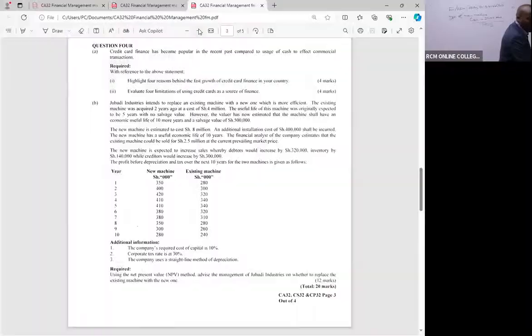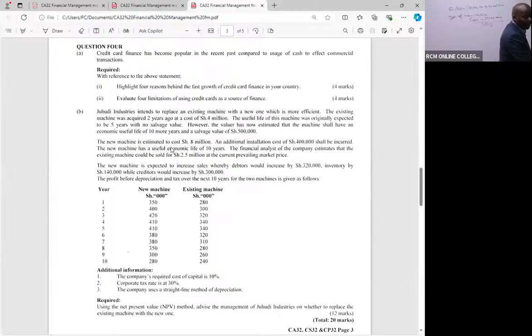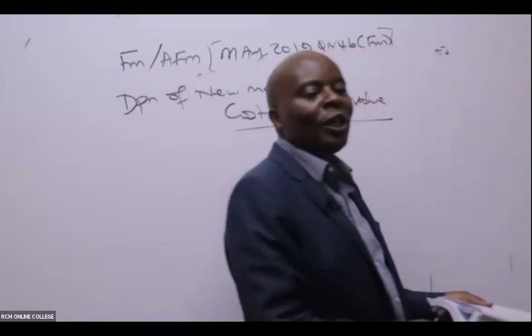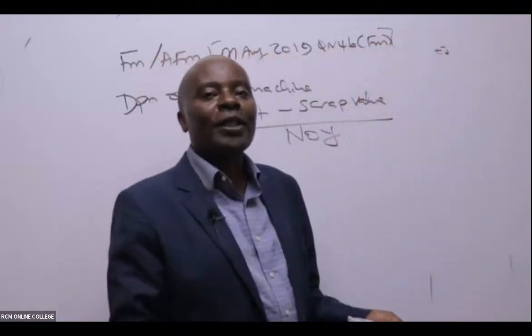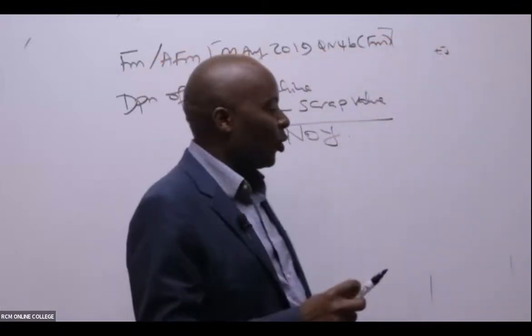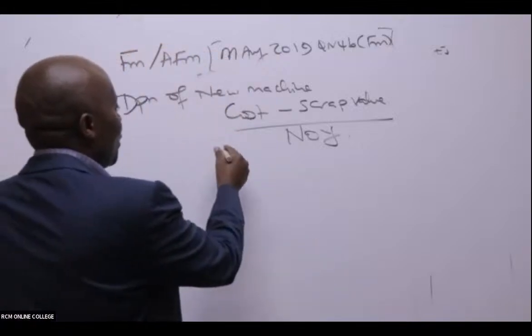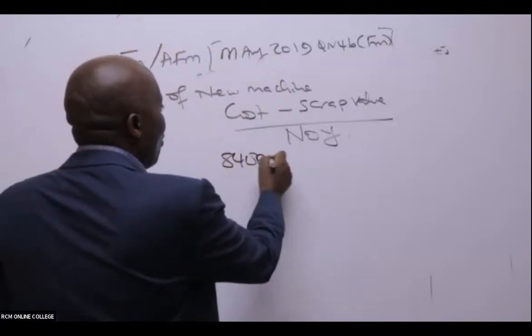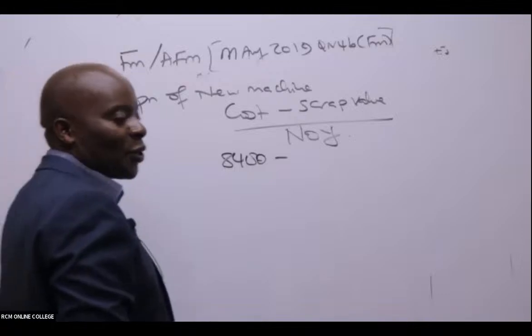come and share here. So you can see the new machine is estimated to cost 8 million, but there is an additional installation cost of 400. So in this case here, the cost of the new machine is not just 8 million. It will be 8.4 million because of the installation cost. And I would want us to chop the 3 zeros. So then this becomes 8,400 minus my scrap value.